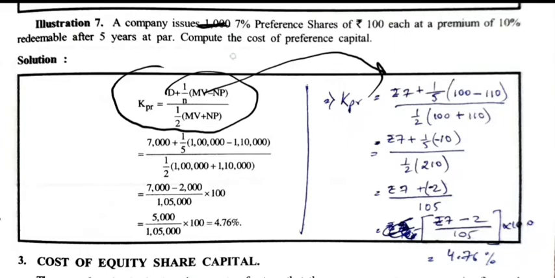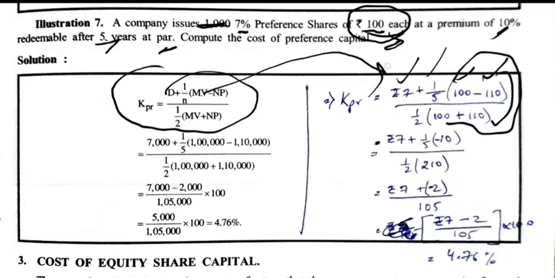Let's say dividend. Dividend is 7% of one share, so rupees 7. Number of years is 5, so I have written 5 here. This is also okay. Next is maturity value. At par means per share I'm going to pay 100 rupees, the same value. Net proceeds: I'm receiving 100 rupees plus premium, so 110 rupees, because I'm just taking one share. Then the same values are in the denominator also, and then I calculated, and you can check the same value will come.